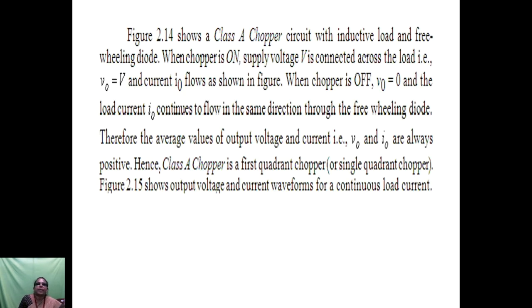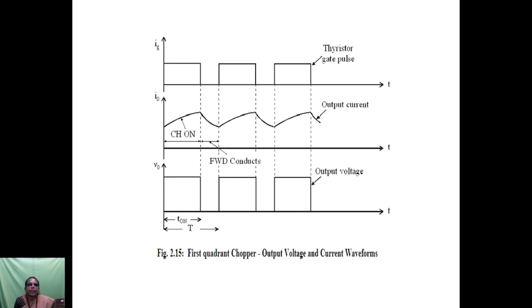Class A chopper: inductive load, freewheeling diode, and the chopper connected to the load. V0 is equal to V when the current is passing through the chopper. When the chopper is off, V0 is equal to 0. Here is the waveform of the class A chopper. First, IG is the thyristor gate pulse, I0 is the output current, and V0 is the output voltage.